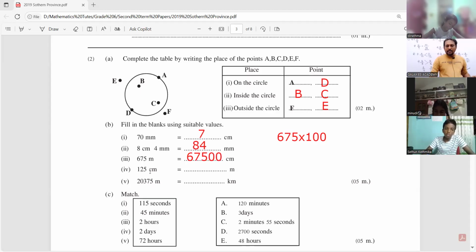Next one, centimeters given, you have to convert into meters. Centimeter is a smaller unit, meter is a larger unit. Smaller unit converted into larger unit, you have to divide by the relationship. What's the relationship? 1 meter equals 100 centimeters, right? So 125, you have to divide by 100.